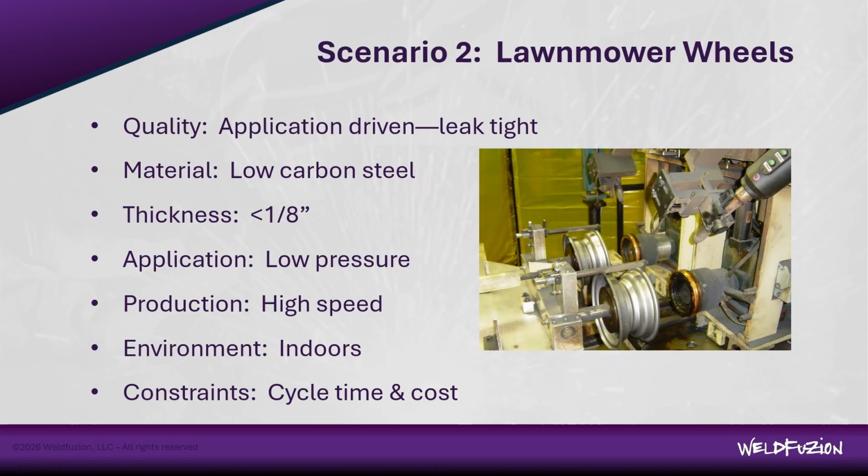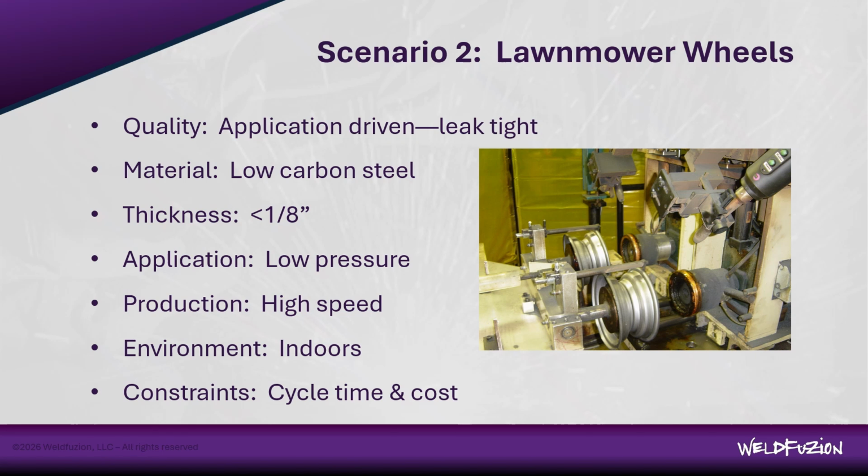Now let's look at another scenario. You're manufacturing lawnmower wheels. There really isn't an AWS quality standard here, right? No AWS D1.21 for lawnmower wheels. So the industry uses an application-driven requirement of passing a helium leak test to ensure the welds can hold low pressure without leaking. The material is low carbon steel, so nothing exotic, and it's a lot less than 1/8 of an inch. So we're not dealing with anything thick. Penetration is not going to be an issue. In fact, we're going to have to fight to not burn through.